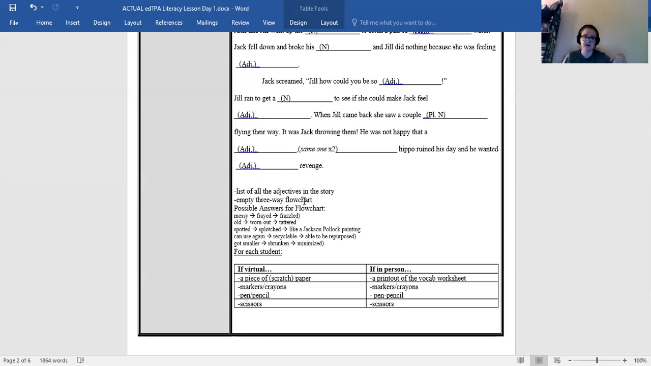So I have messy to frayed to frazzled, old to worn to tattered, spotted to splotched to like a Jackson Pollock painting. I almost said Pollock-esque, but they're only first grade. So like a Jackson Pollock painting. Can use again, recyclable, able to be reproduced, or repurposed. Got smaller, shrunken, minimized. Ooh. All right. So yes, they're crazy, high caliber words, but that's the point of the lesson.